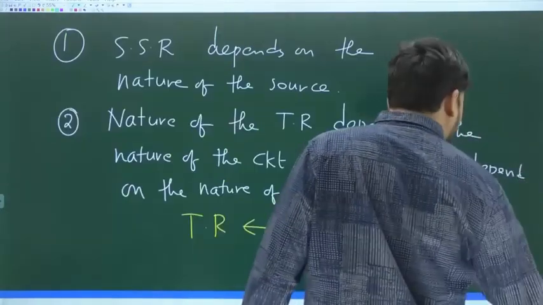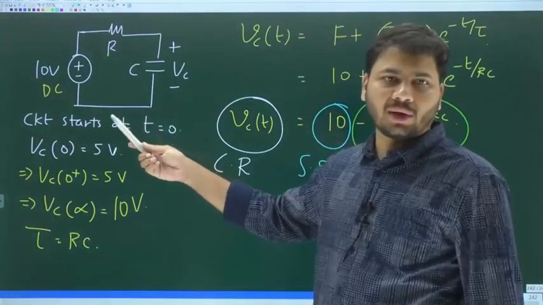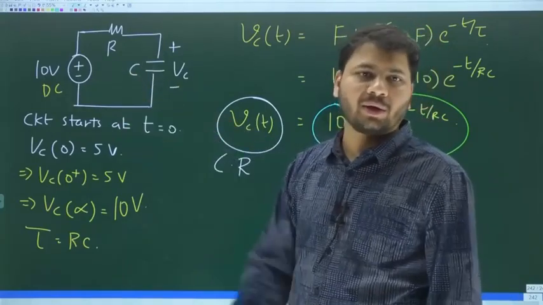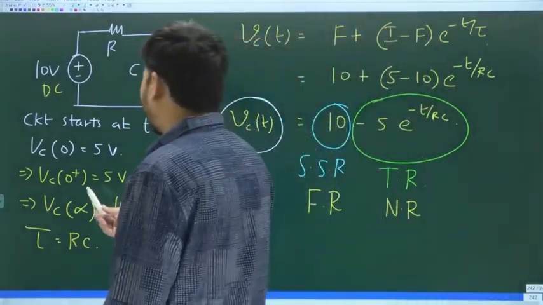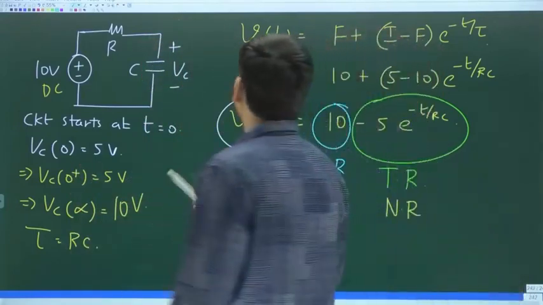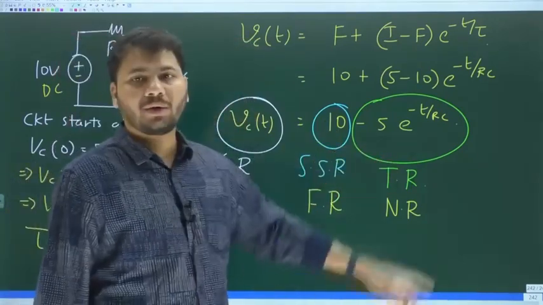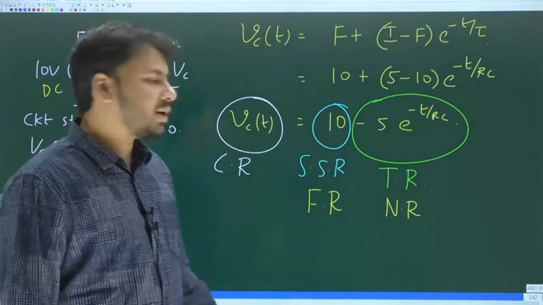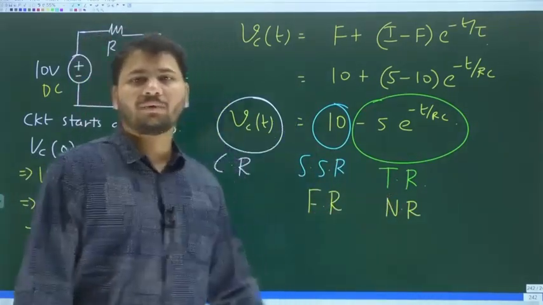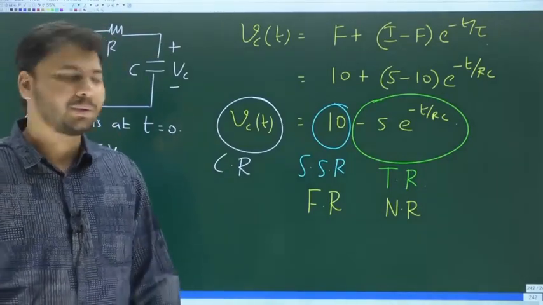So in the very beginning of this session, we took this simple circuit example where we had an RC network driven by a 10 volt DC source, and the initial voltage across the cap has been assumed to be 5 volts. And if you look at the complete response, it is 10 minus 5 e power minus t by RC. How did we get to this expression? By using the formula final plus initial minus final times e power minus t by tau.